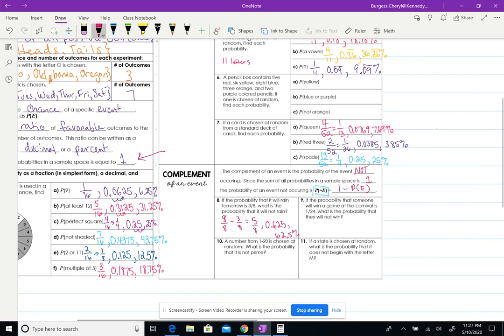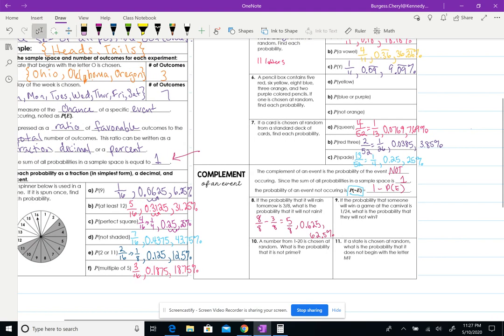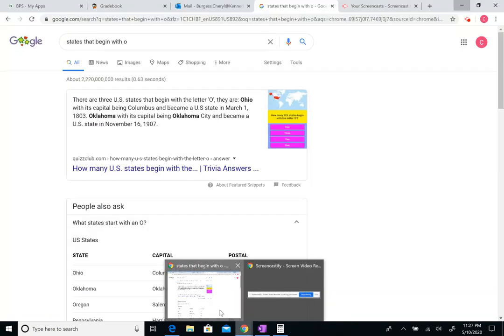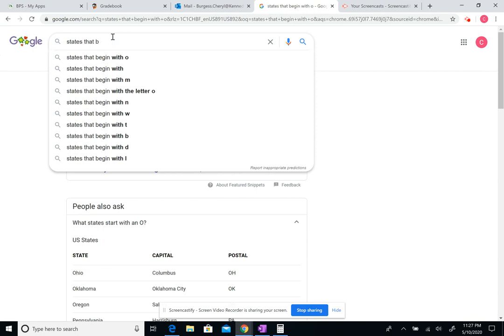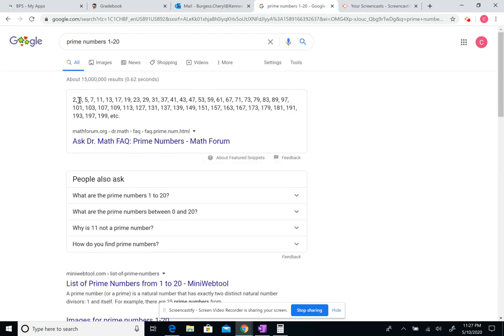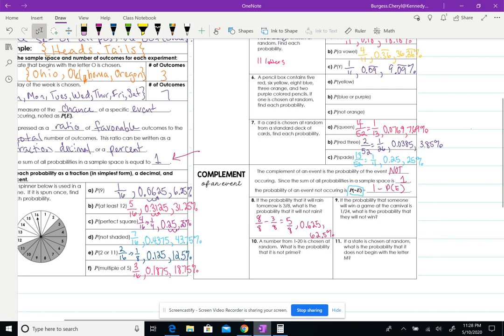So a number from 1 through 20 is chosen at random. What is the probability that it's not a prime number? Okay, so prime numbers. Let's go ahead and consult the internet, because I'm not sure if 1 counts. Prime numbers 1 through 20. So that's 2, 3, 5, 7, 11, 13, 17, and 19. So that's these numbers. So how many numbers is that? 1, 2, 3, 4, 5, 6, 7, 8. 8 numbers. So they don't include 1 as a prime number. Okay, so 8 numbers out of 20 are prime.